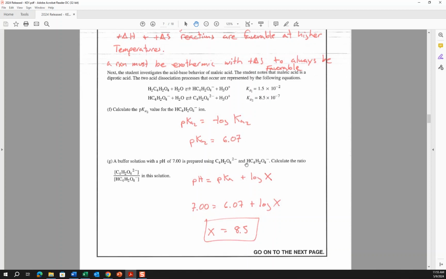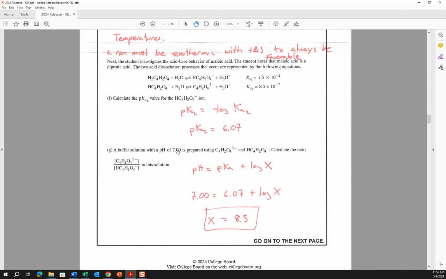Okay. And then a buffer system was made between this and this. So this buffer system, this conjugate base with this weak acid, and the pH is 7. And so we would just use the Henderson-Hasselbalch, and we solve for that ratio. X would be that ratio in the Henderson-Hasselbalch. We just figured out the pKa, 6.07, so that would go here. pH of 7 would go here, and we would just solve for X. Okay, so notice it didn't ask us to solve for one of these values, it just asked for the ratio. So when I solve for X, it comes out to be around 8.5. Okay.